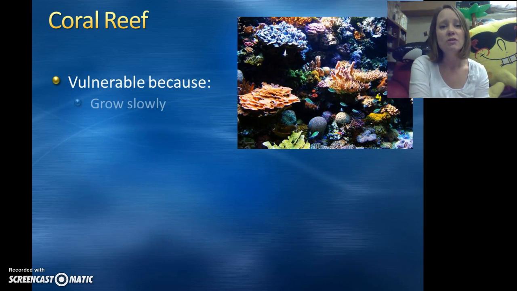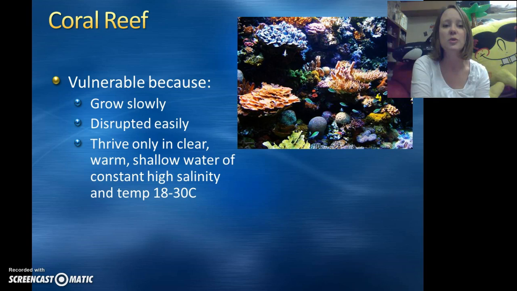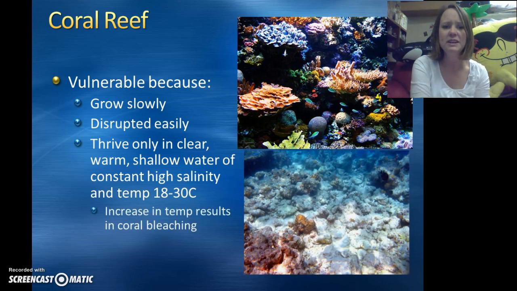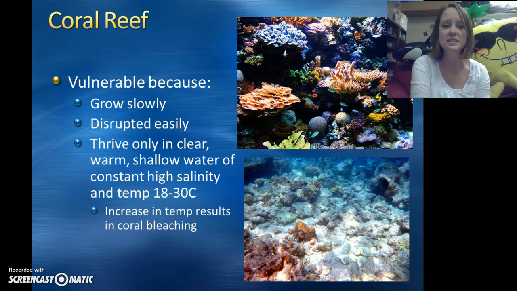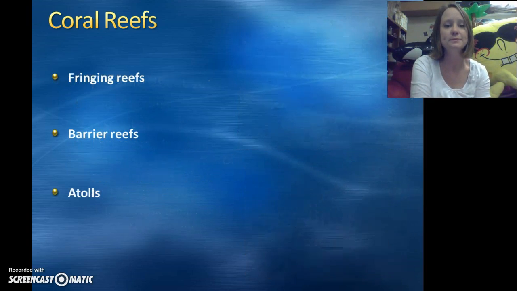Now, coral reefs are vulnerable because they do grow so slowly. They're very easily disrupted if there's changes in water quality or water temperature, because it has to be very clear, it has to be warm. They also need a very high salinity. So if any of that is affected, even an increase in temperature can cause what we call coral bleaching. It's called bleaching because when you no longer have living polyps, then all you have is the bare limestone. It's not going to be as colorful as we usually associate with a coral reef.